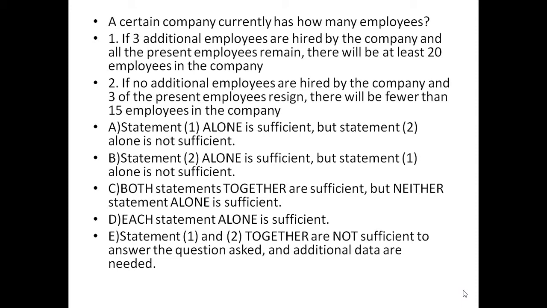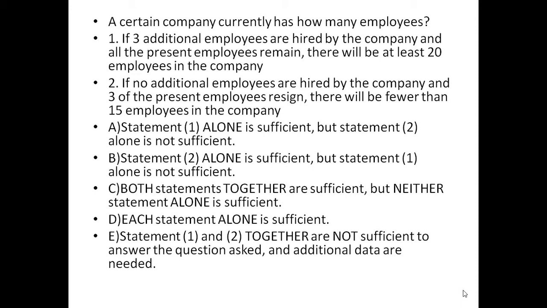So you can say a few things by looking at this question. First of all, you can solve it easily by using some algebraic expressions. Secondly, it is an inequality question, because there will be at least 20 employees and there will be fewer than 15 employees are the two statements. However, they don't give you the exact number of employees in the company. Whatever is explained in these two statements would just give us an inequality situation. It wouldn't give us the exact number of people.